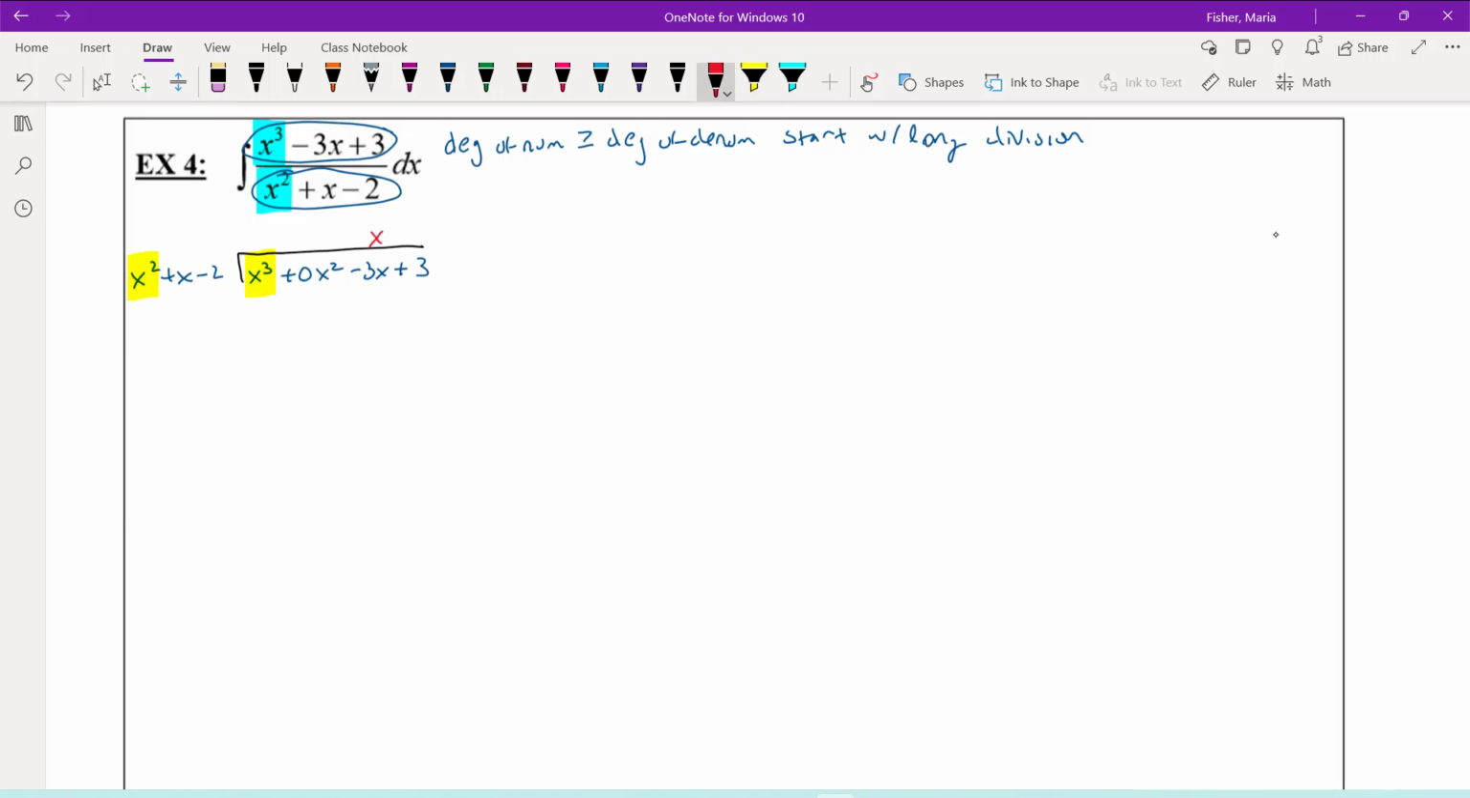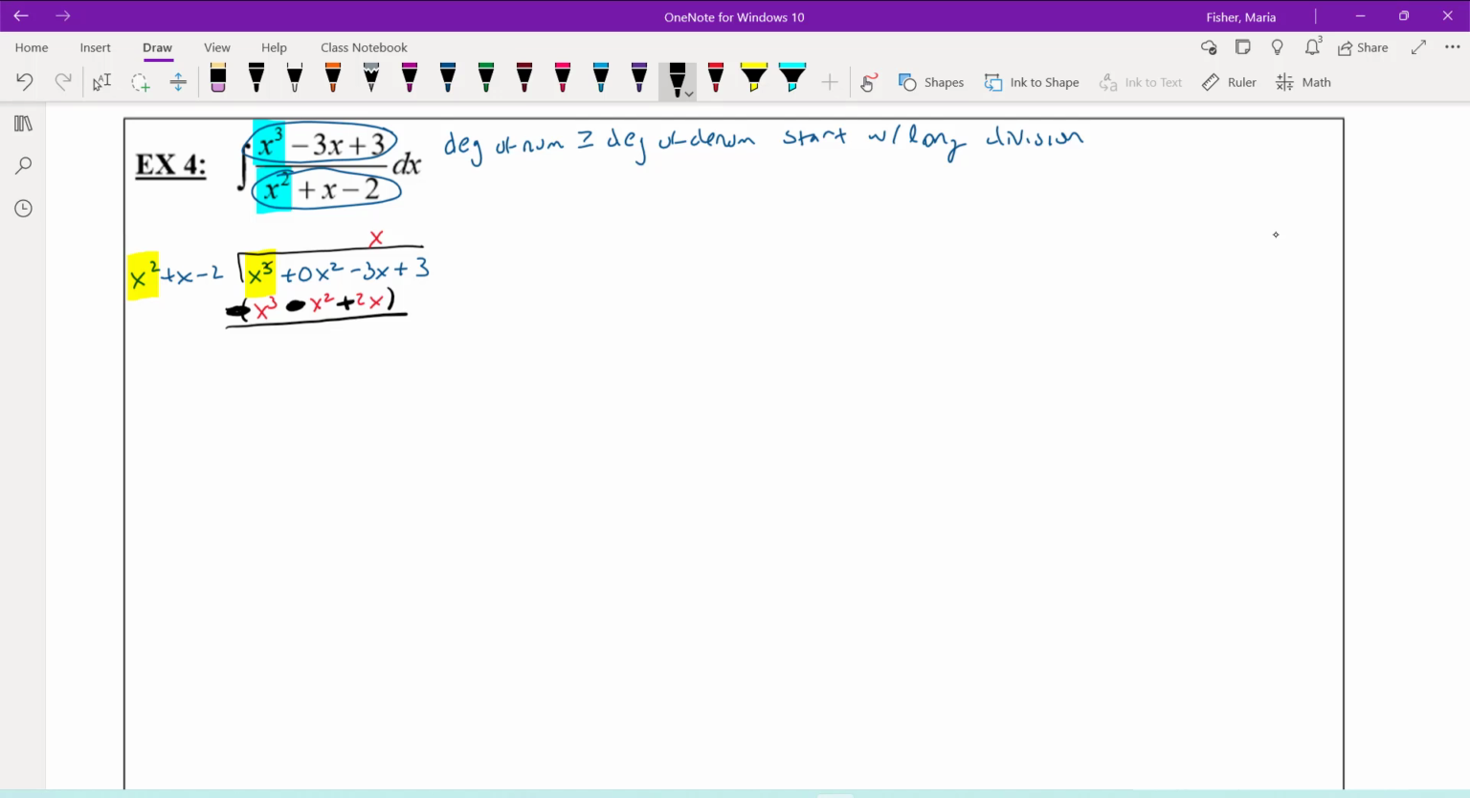I like to line up my terms. Now distribute. x times x squared is x cubed. x times x is x squared. x times a negative 2 is a negative 2x. Then remember, you are subtracting, so you have to change all those signs. This becomes a minus sign, this becomes a minus sign, and this becomes a plus sign.